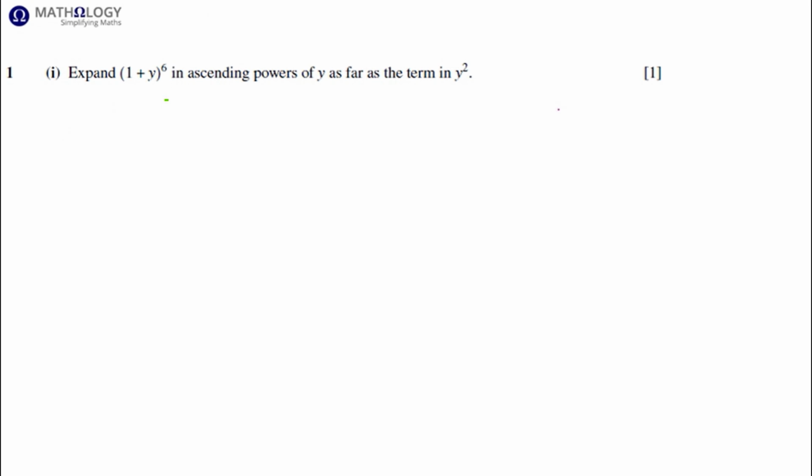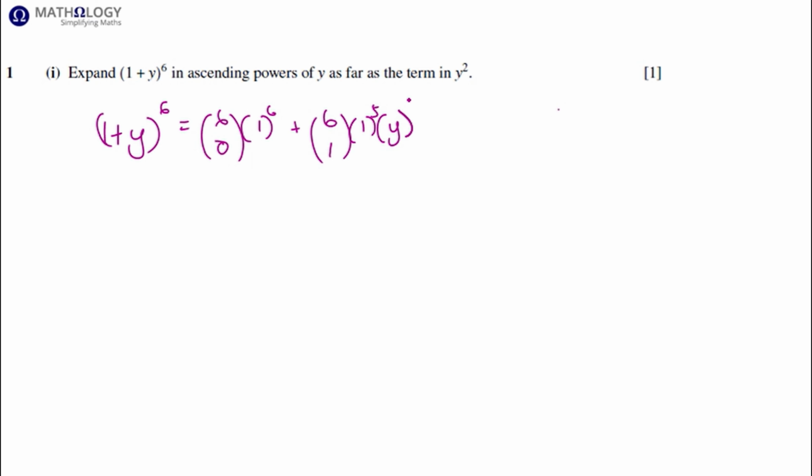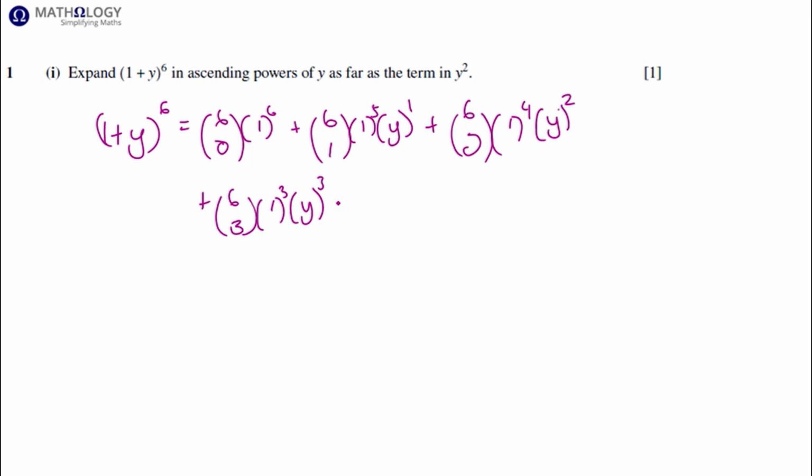Expand (1 + y)^6 in ascending powers of y as far as the term in y squared. So (1 + y)^6 equals 6 choose 0 times 1 to the 6, plus 6 choose 1 times 1 to the 5 times y to the 1, plus 6 choose 2 times 1 to the 4 times y squared, plus 6 choose 3 times 1 to the 3 times y cubed.